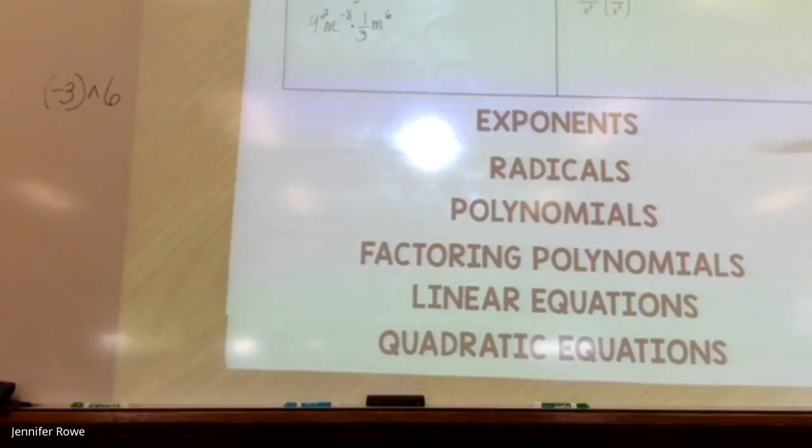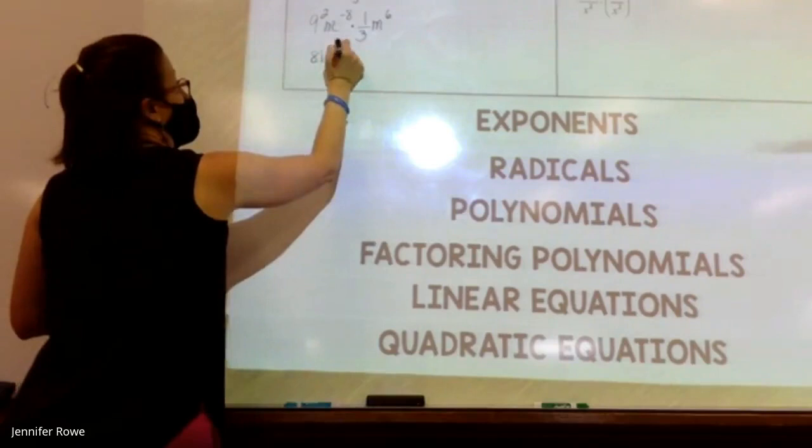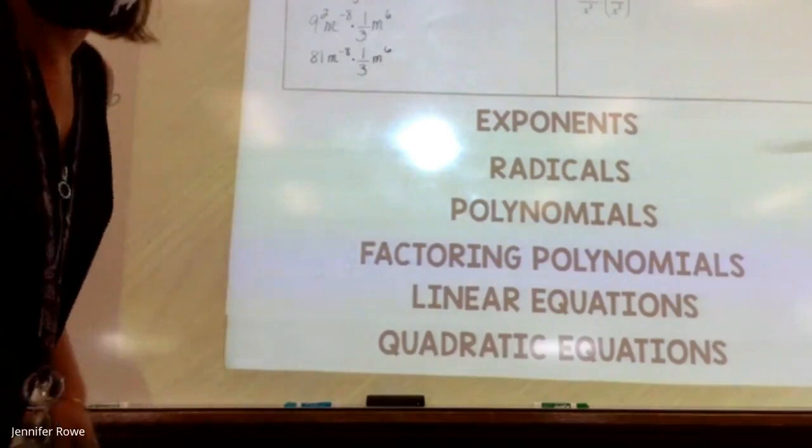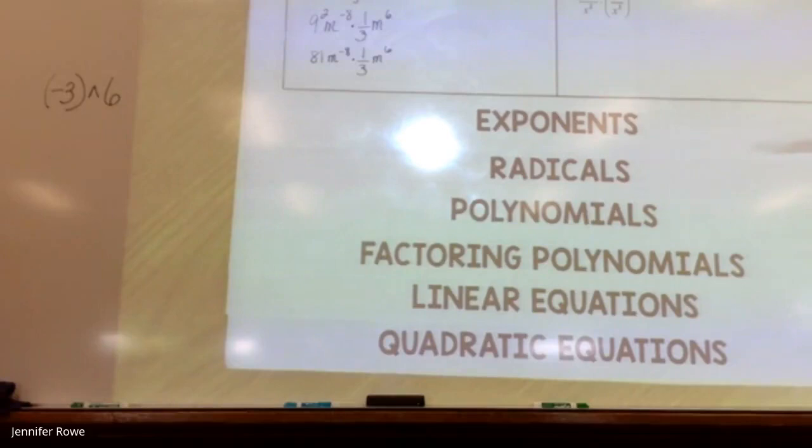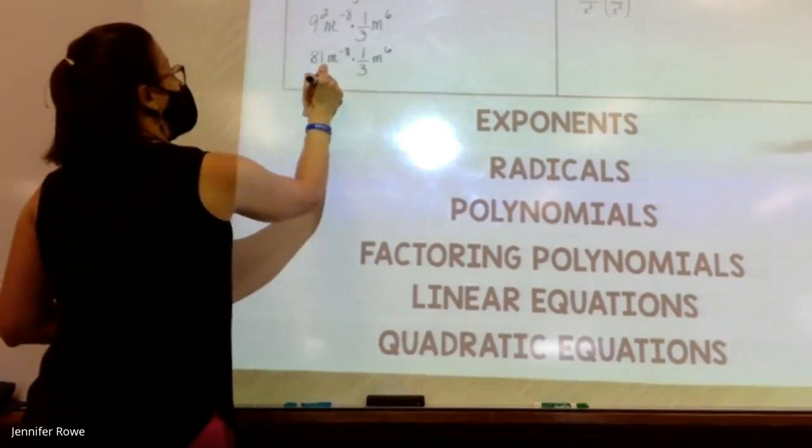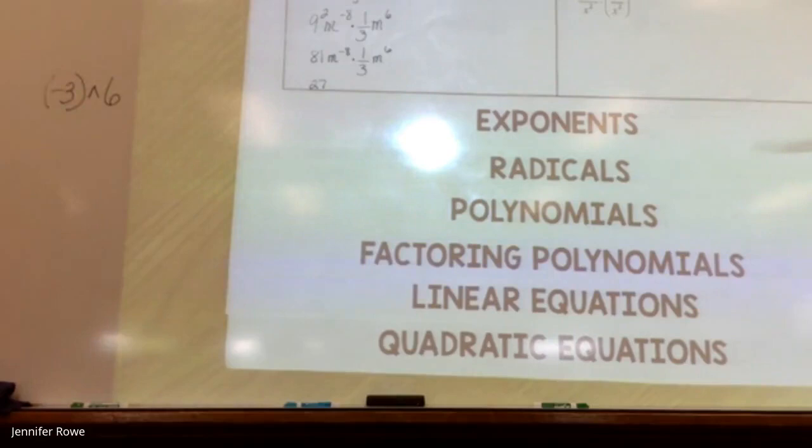Okay, 9 squared is? 81. 81, okay. 81 m to the negative 8, times 1/3 m to the 6. Now what do you want me to do? Oh, okay. 81 times 1/3. It's a good thing you got a calculator. 27. 27, I heard you whisper, but I don't know what you said. Is that what you said? 27? Okay. What about my m's? M to the negative 2. Nice job, Carson.